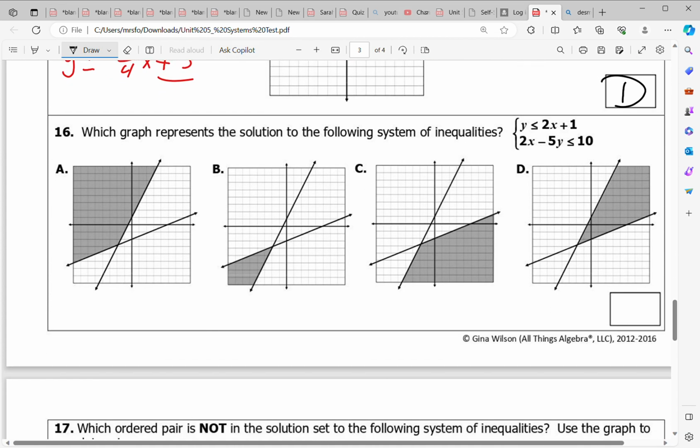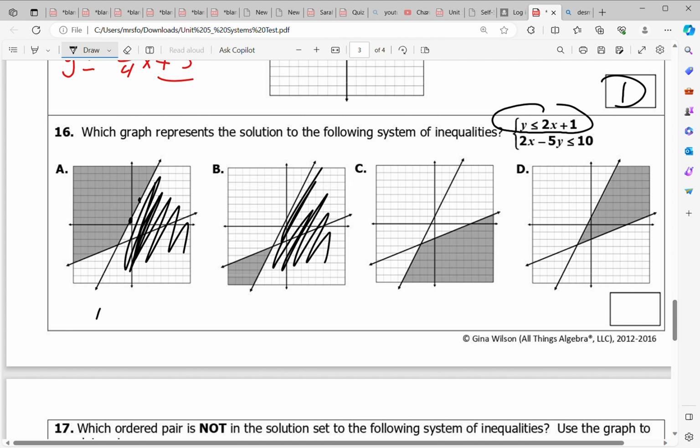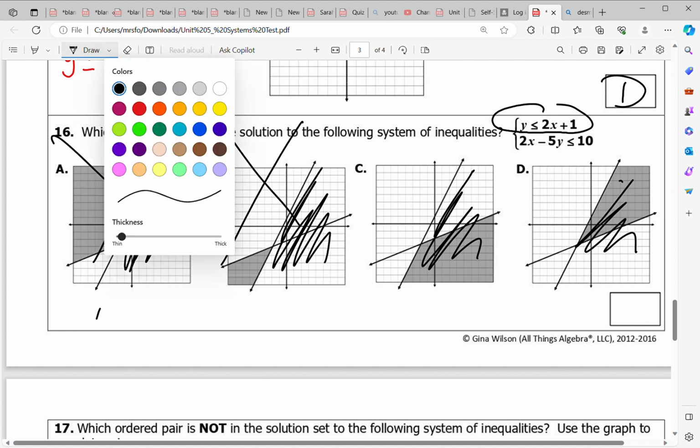16, which represents. So first things first, I love that this first one is already solved. I know that's a positive 1. Okay, and it should be shaded below that. So A does not work. B does not work. C and D are possibilities. So we can mark out A, mark out B.